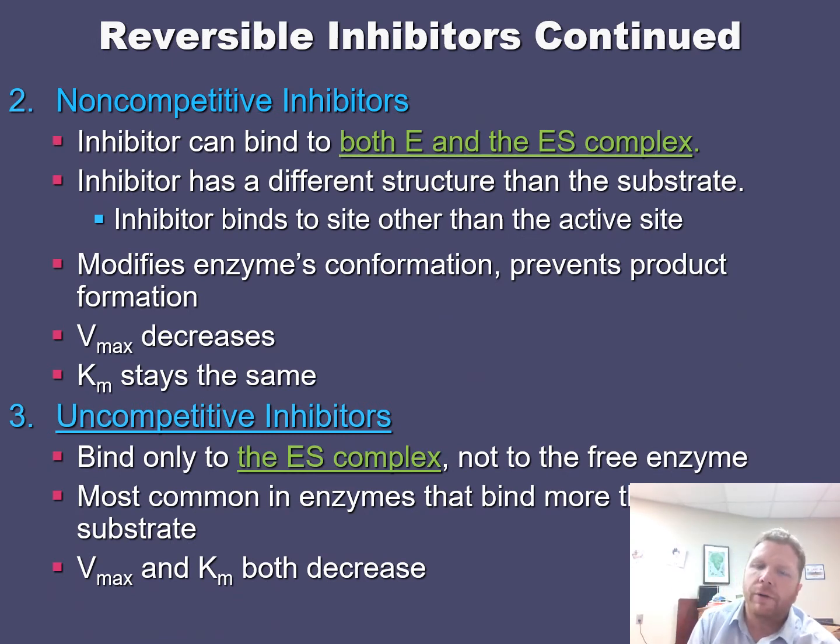Now, a non-competitive inhibitor is different because E plus S yields ES. A non-competitive inhibitor is going to be able to bind to both the free enzyme and also to this ES complex. So a non-competitive inhibitor could form this EI complex, or it could form the ESI complex. And what that is going to do is cause the Vmax to decrease. It's going to result in the Km remaining the same.